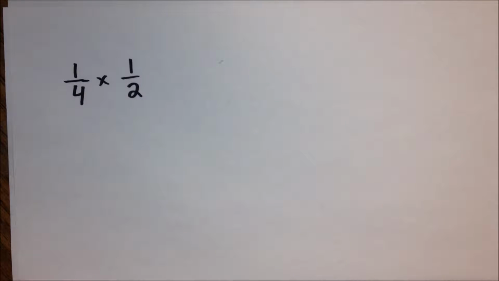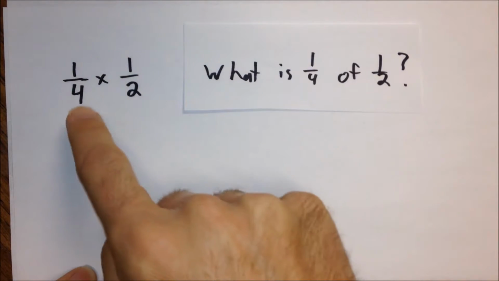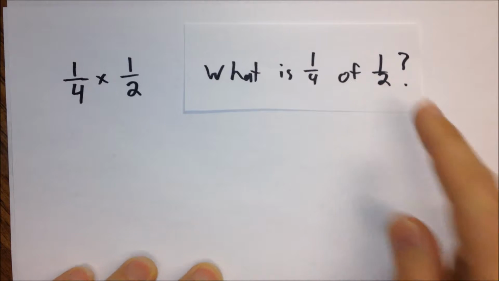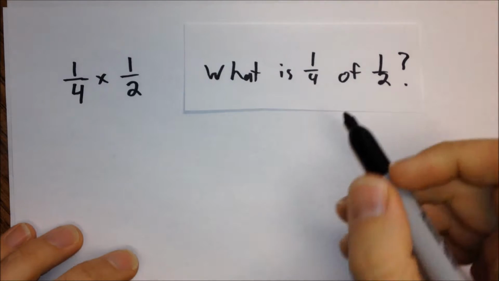Multiplication is kind of creating groups. So if you say what is 2 times 4, you say we have two groups of 4. So in this case, what we're really saying is what is 1/4 of a group of 1/2. So we have a half, and we're asking what is 1/4 of it. And I think the best way to represent this is with a picture.